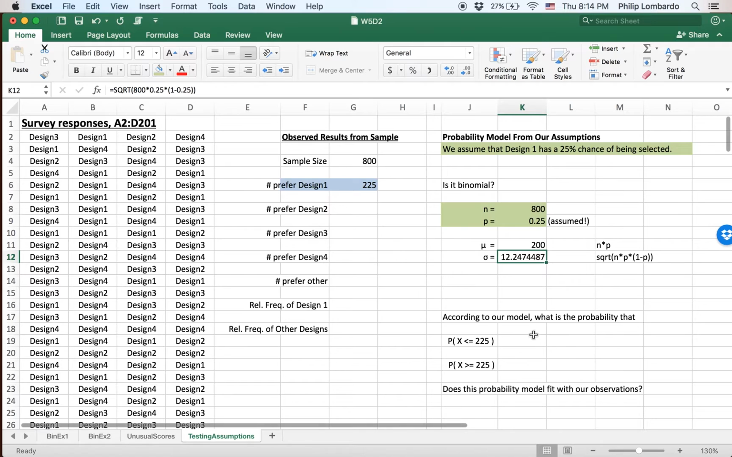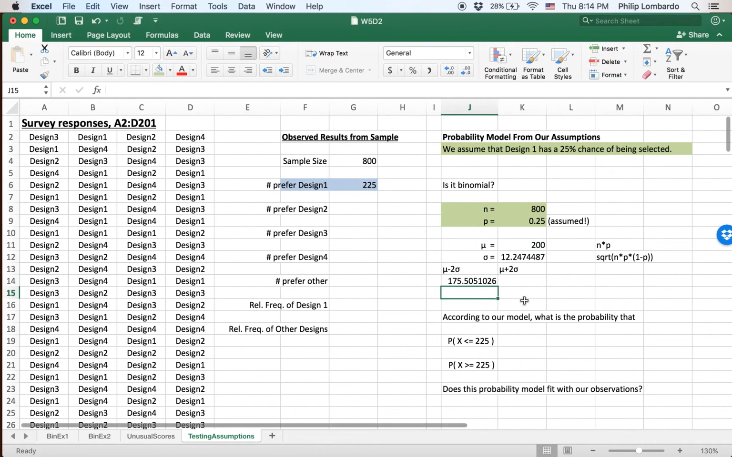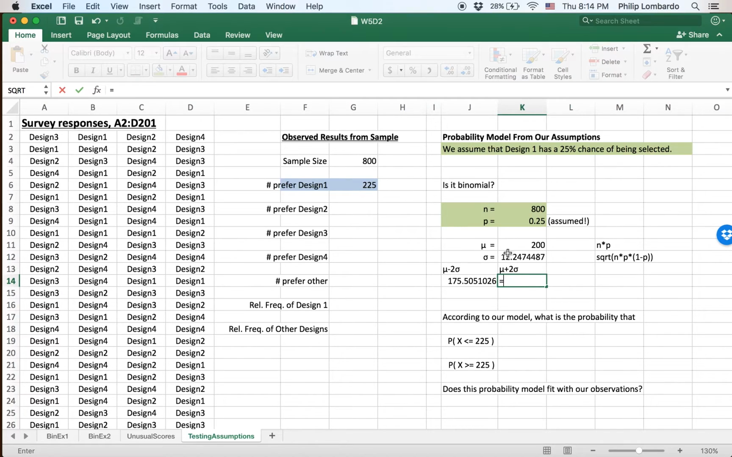So we get 12. And then keep in mind that your usual range of scores is going to look like your mean minus 2 standard deviations, and then your mean plus 2 standard deviations. So we can compute these just using cell referencing formulas. Here's your mean. Here's minus 2 times your standard deviation, right? And then here's your mean plus 2 times your standard deviation.